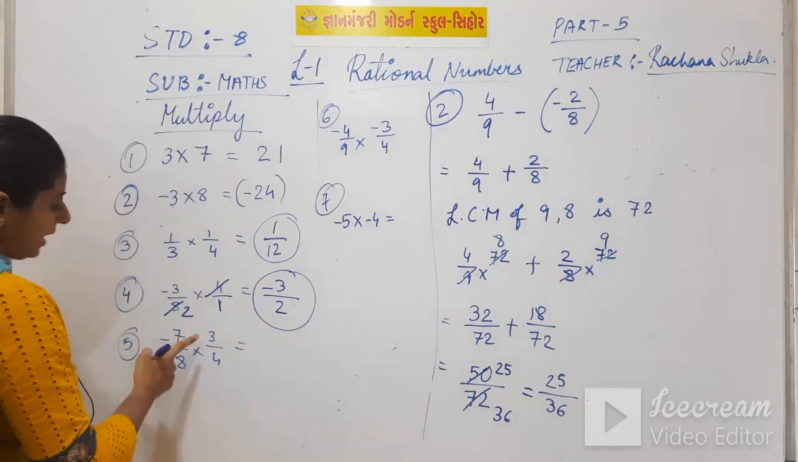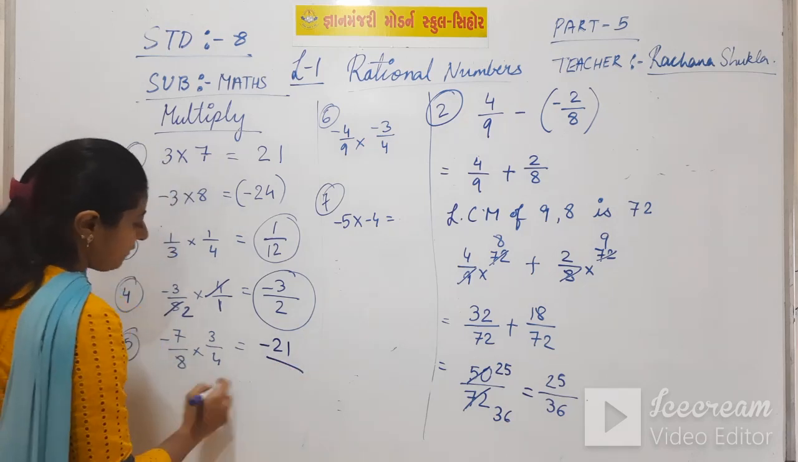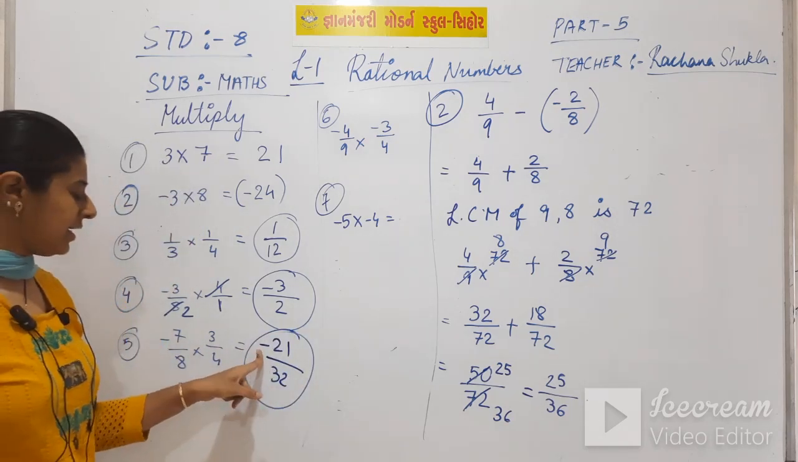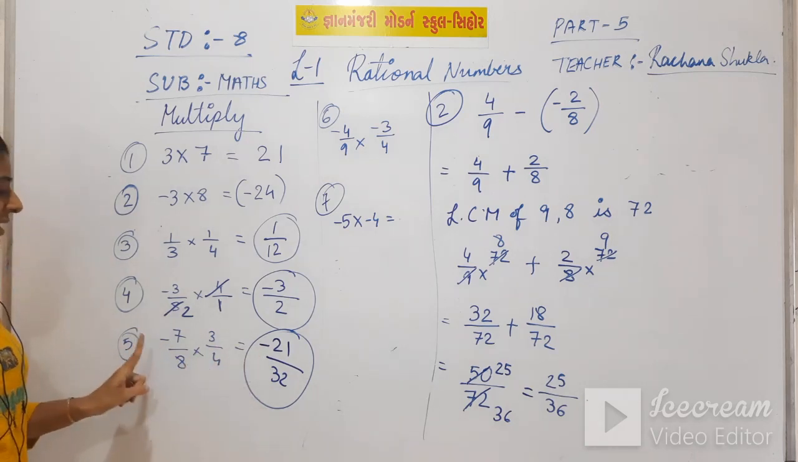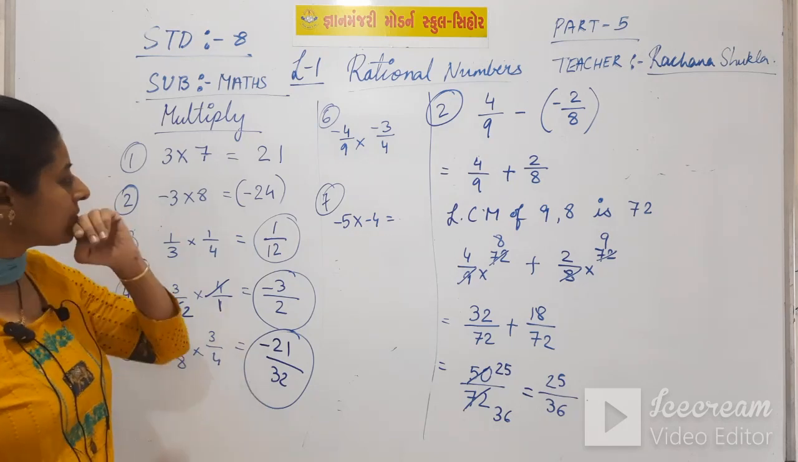So we have to multiply. 7 3s are 21 upon 8 4s are 32. Now why does it carry a negative sign? Because here it is minus, so here also minus will be there.